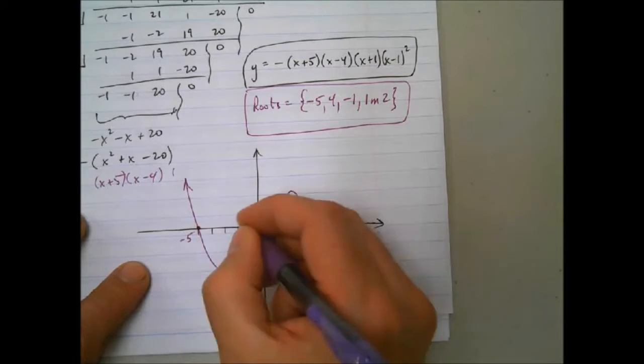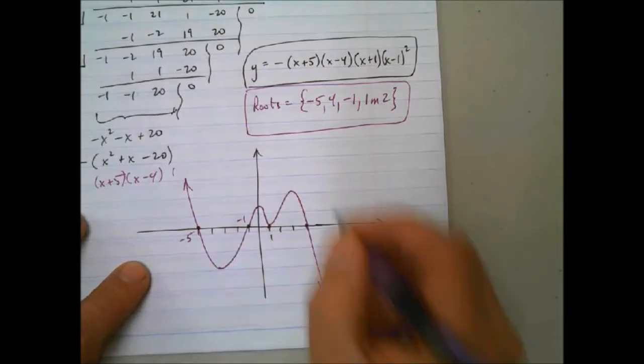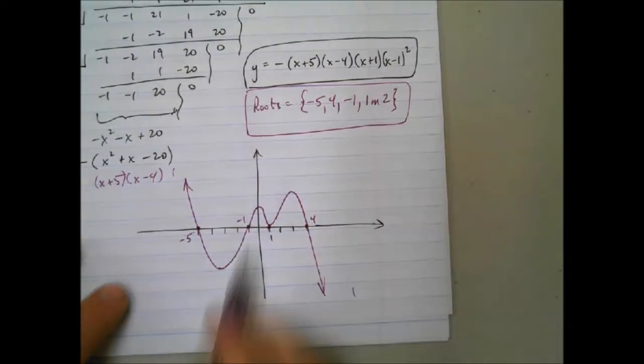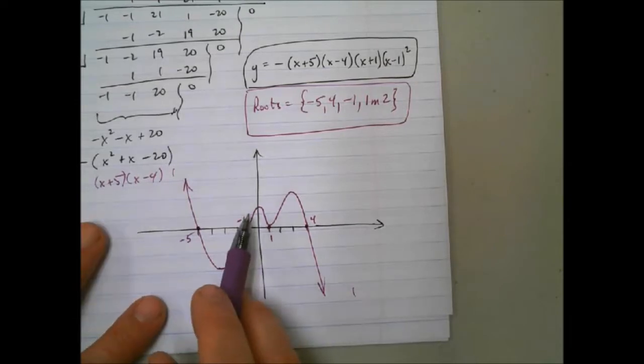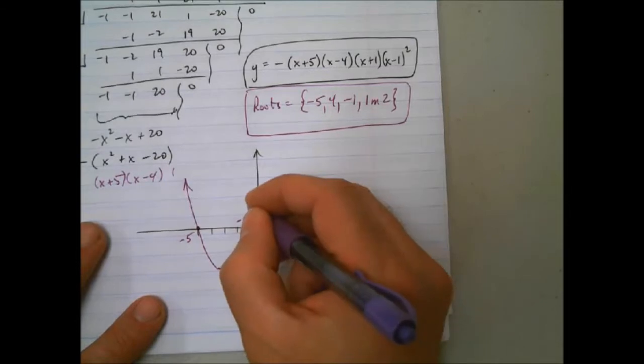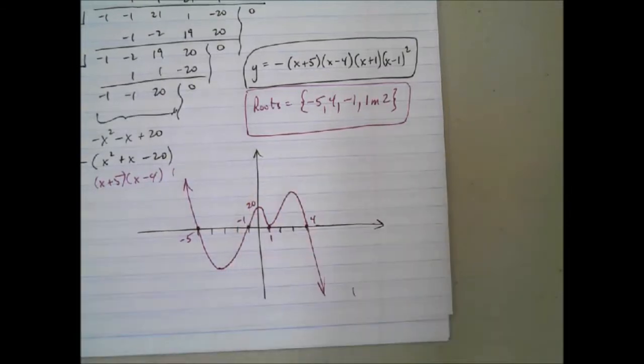Okay, so label all the intercepts. We've got -5, we've got -1, got +1, I've got +4, and don't forget about our y-intercept. Our y-intercept, we figured that out earlier. If we plugged in 0 for all the x's, we get 20. Okay, and so that problem is done.